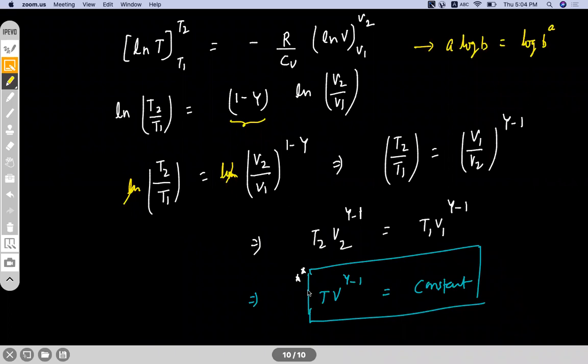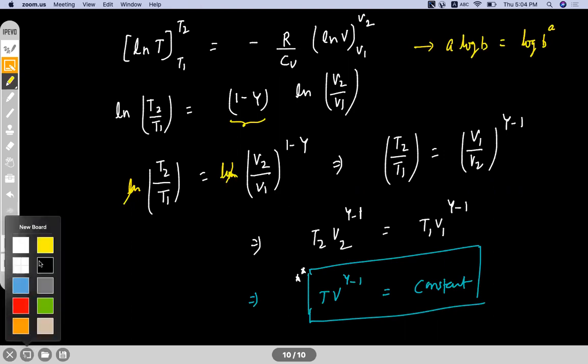Clear? TV to the power gamma is constant. It's not like, guys, that we can only write the relation with respect to temperature and volume. We can always convert this into a pressure-volume relation also. All three relations are very important. We got this expression: TV to the power gamma minus 1 equals a constant.